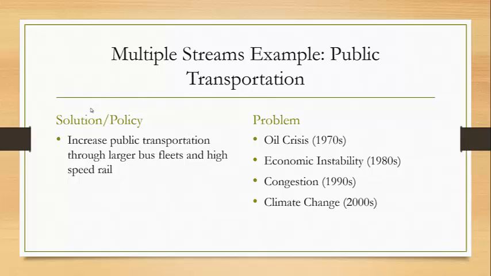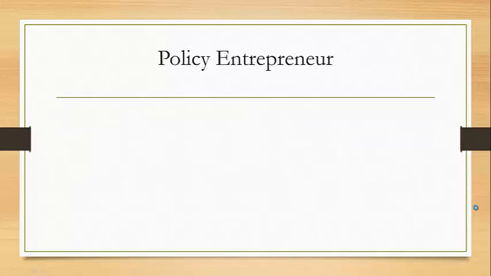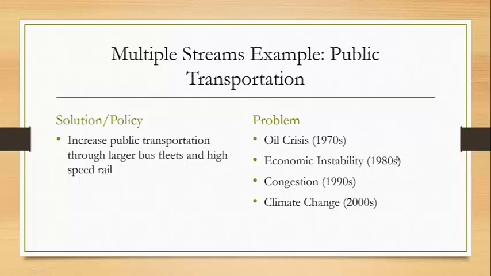And so in each of these cases, there would be different policy entrepreneurs, but what allowed them in each instance to push public transportation was that the oil crisis, the economic instability, the congestion as a real problem, and climate change as a growing issue created a political environment and a policy window that would allow that solution to be considered.